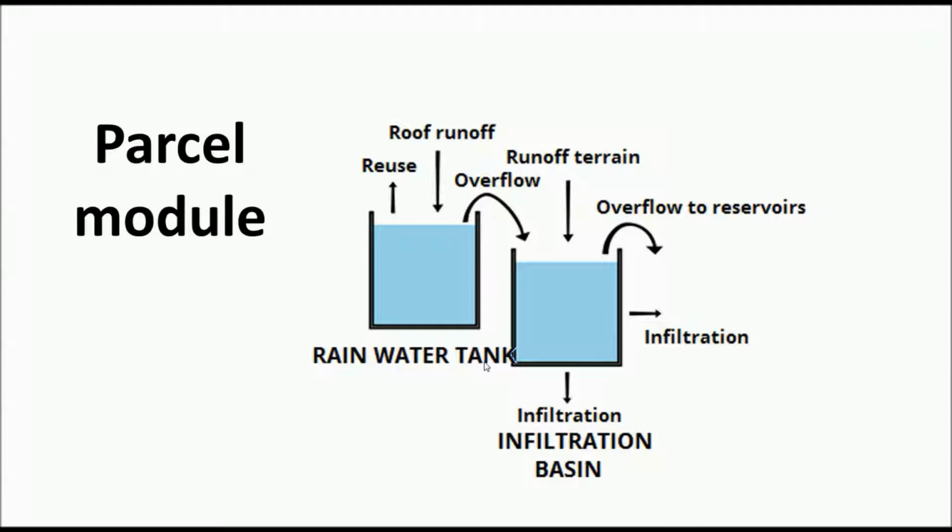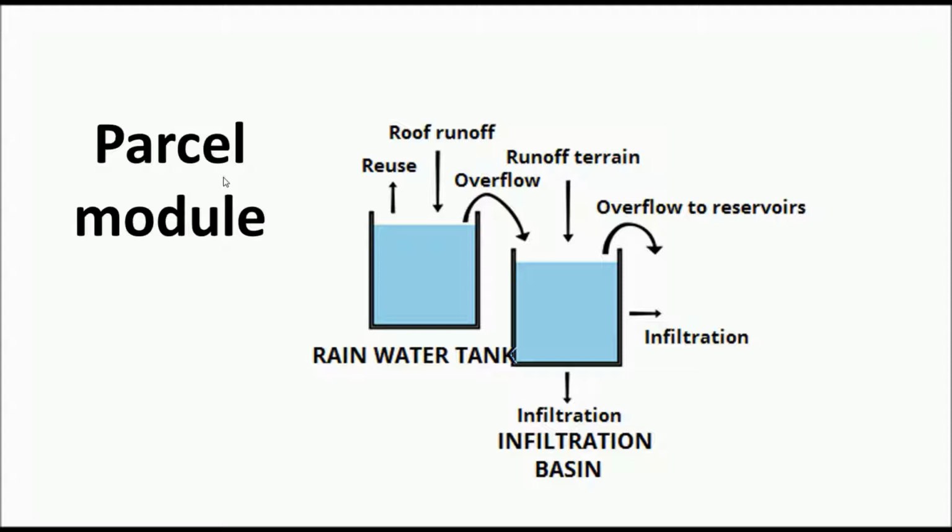So in general, the rainwater tank is being filled by the runoff of one roof. We can also have some reuse, and the rainwater tank will spill into the infiltration basin once it's full. The infiltration basin can have a second runoff area, for instance the terrain. There is of course infiltration possible, and there is then again the overflow to the reservoir. Now this parcel module was included to facilitate the modeling of houses or include houses in a project.